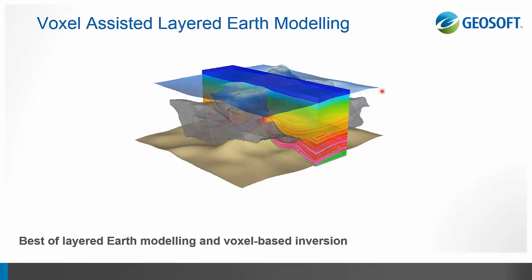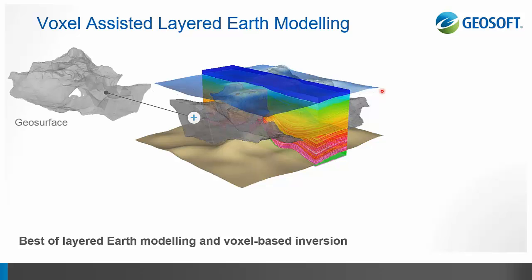So VALEM models are flexible and allow the use of 3 different types of data structures, layers, voxel, and 3D triangulated surfaces within a single model. Modelers can use the most appropriate representation for each model element and quickly build complicated models.